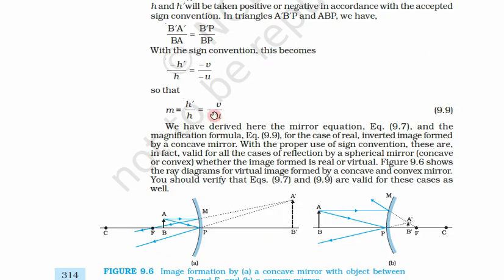Magnification means what is the size of the image and in which direction, whether the image will be inverted or non-inverted. In the case which we have solved, we found this formula: height of the image h dash upon h, which is called magnification, is nothing but minus v by u, where v is the distance of the image and u is the distance of the object. So these were two very important formulae.